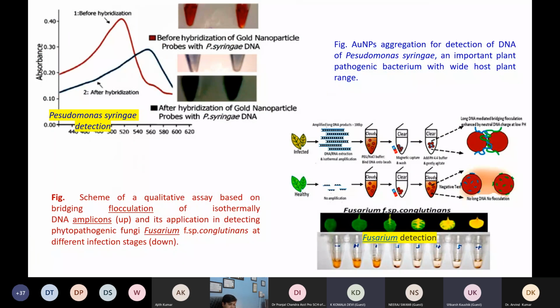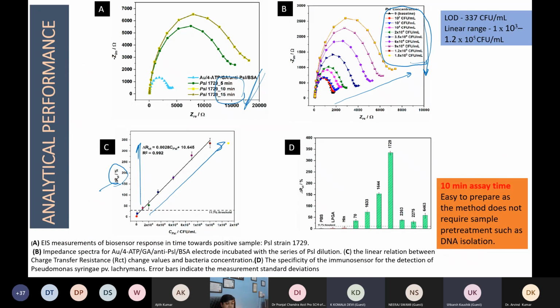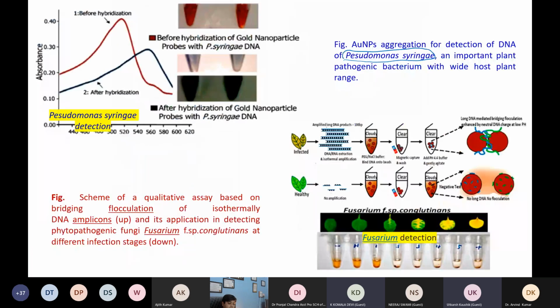You can see the similar bacteria here, Pseudomonas, at the level of DNA. That was basically the direct bacteria in CFU per ml, but you can go for detection at the DNA level also. This is the gold nanoparticles here. This is the real image. When you are adding the DNA of this particular bacteria, there is a shift, before hybridization and after hybridization.